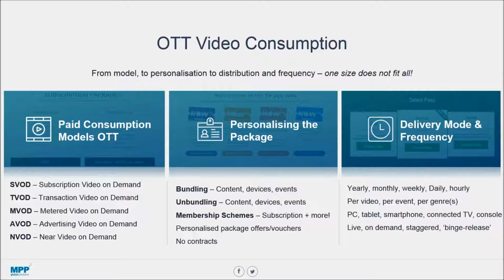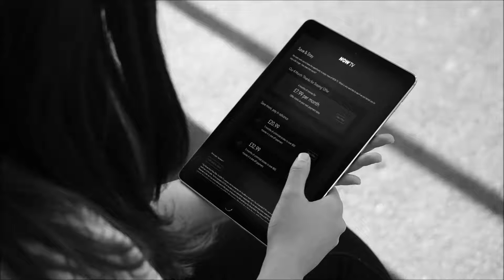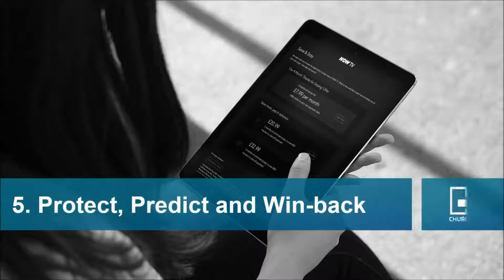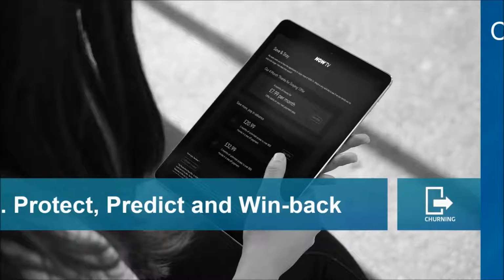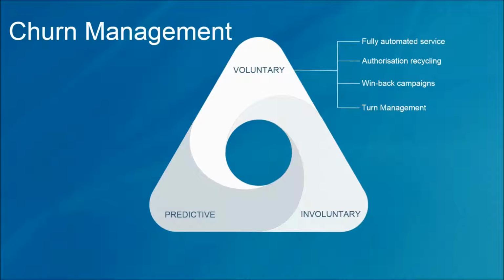Moving on to the last section before we wrap things up, and it's going to focus on predicting churn, winning back, protecting revenues, etc. So with churn management, we believe there's 3 key pillars. The first one is voluntary churn, and involuntary churn, and predictive churn. With voluntary churn, this is a consumer that chooses to cancel your service. There is a lot of different things you can do in this respect, and we'll have a look at a quick example in a minute.